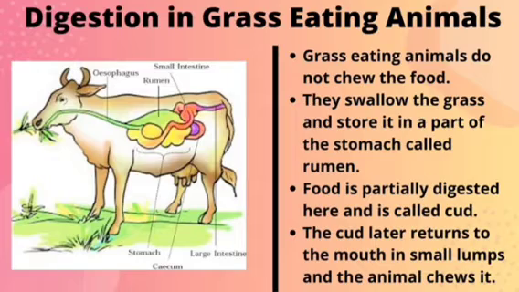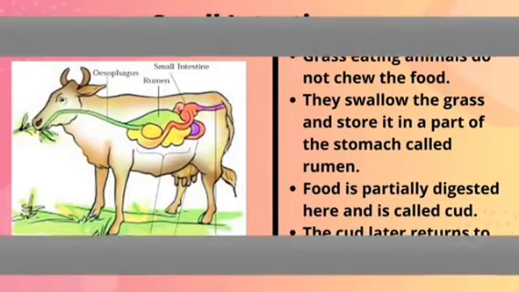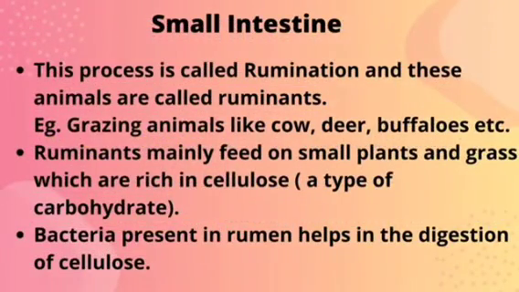So that is why they are also called cud chewing animals. Do you remember that? You have studied it in the lower classes. This process is called rumination. Bringing back the food, that is the cud, to the mouth in small quantities and the animal chews it. This complete process is called rumination, and these animals are called ruminants.